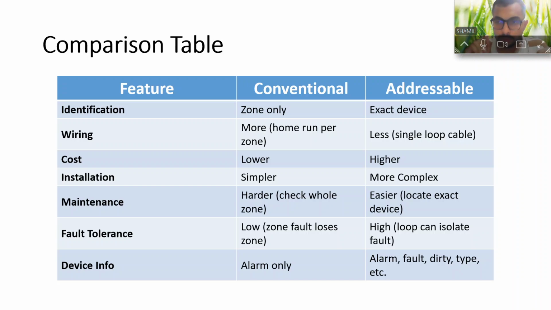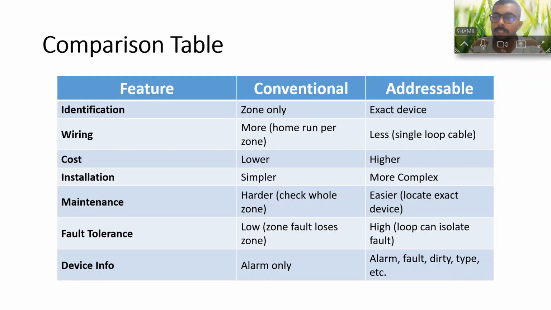The third difference is cost. The cost of a conventional system is cheap when compared to the addressable system. The addressable system is more expensive when compared to the conventional system because, as you know, the addressable system is advanced when compared to the conventional system. Okay, so because of that, there is a cost difference between the conventional and the addressable system.